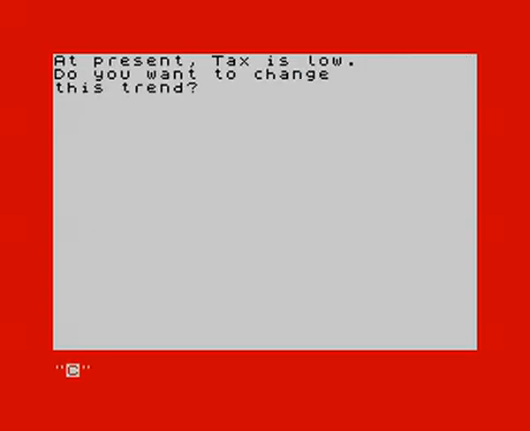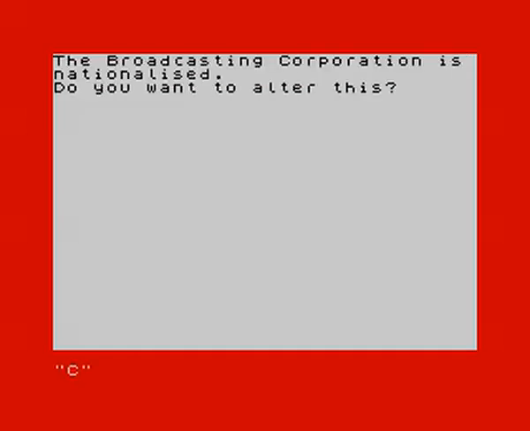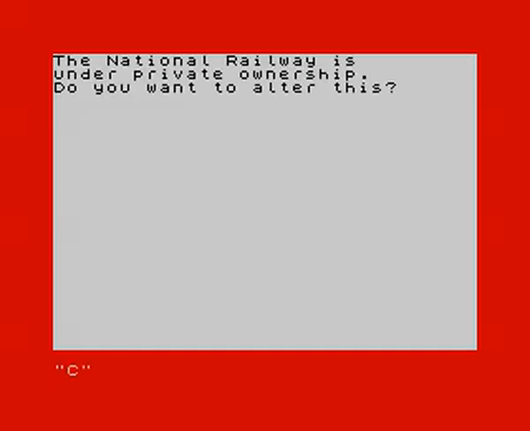Tax rate is low, we're going to increase the taxes. Increase industrial subsidies, because give people work. Workers like health, and education is important, and we need more salary stuff. The Broadcasting Corporation is nationalised, let's keep it that way. The railway is under private ownership. No thank you. We want proper national ownership of the railways and of steel. Steel is important to the nation's defence.